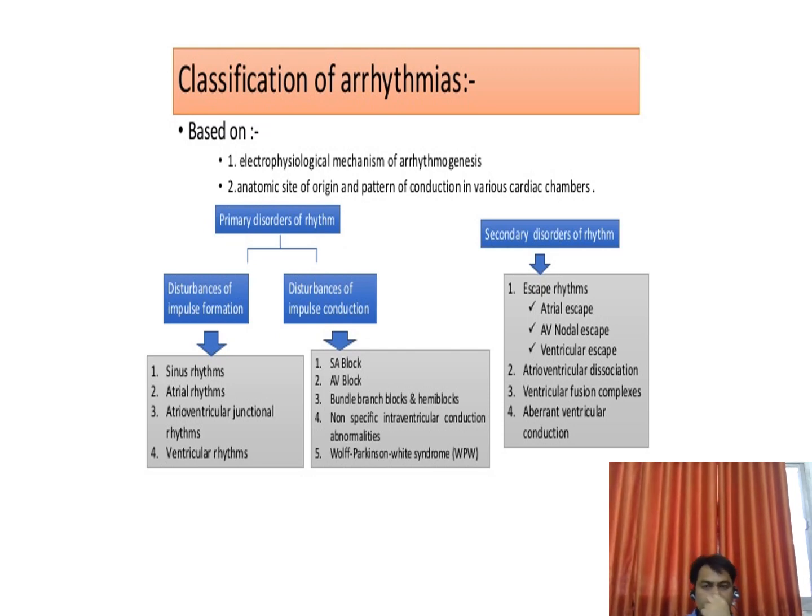So with this recording we stop, and in the next lecture we will see the normal interpretation of the ECG.